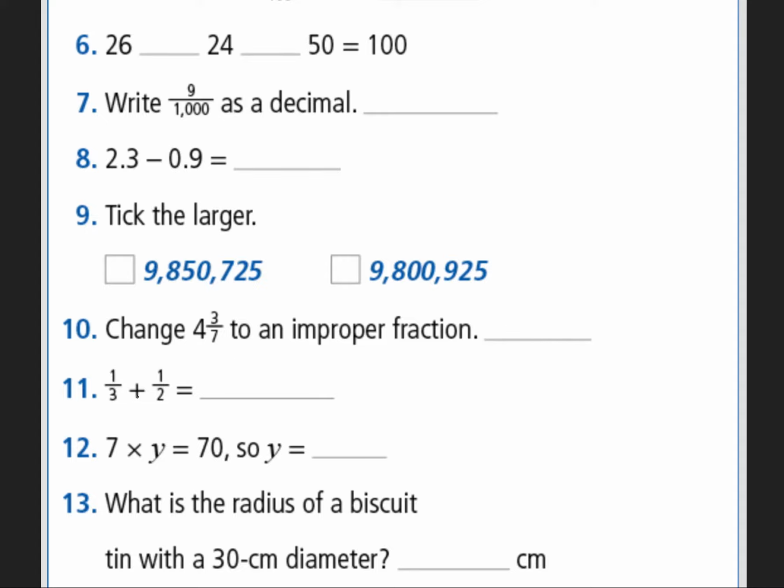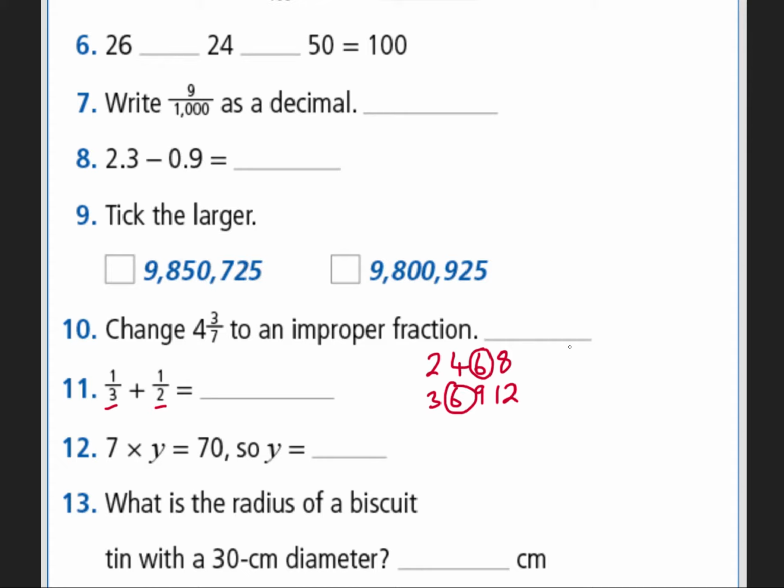11, we have to add up a third and a half. Now we can't add fractions when they're different. We have to make them the same. So what we need to find here is the lowest common denominator, or the lowest common multiple, of 3 and 2. So if we write out the multiples of 2, we have 2, 4, 6 and 8. If we do the multiples of 3, we get 3, 6, 9 and 12. And if we look for numbers here, we've got a 6 and a 6. So both of these can be turned into sixths.